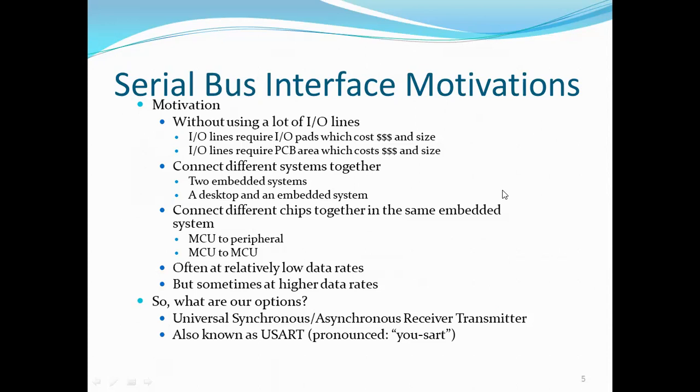A desktop and an embedded system can be connected. Different chips can be connected together in the same embedded system, from the microcontroller unit to the peripheral, and microcontroller unit to microcontroller unit. That means communication from microcontroller to microcontroller, or microcontroller to peripheral, is possible in case of the serial bus system. It often has a relatively low cost data rate, but sometimes higher data rates.